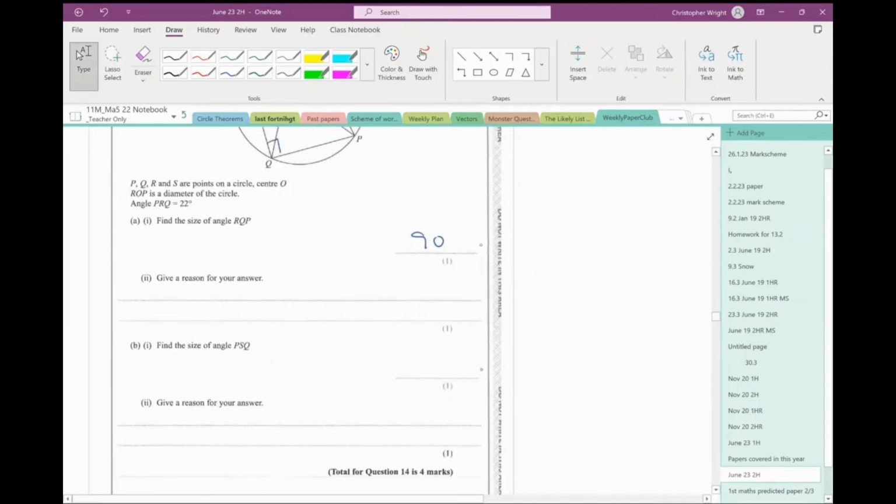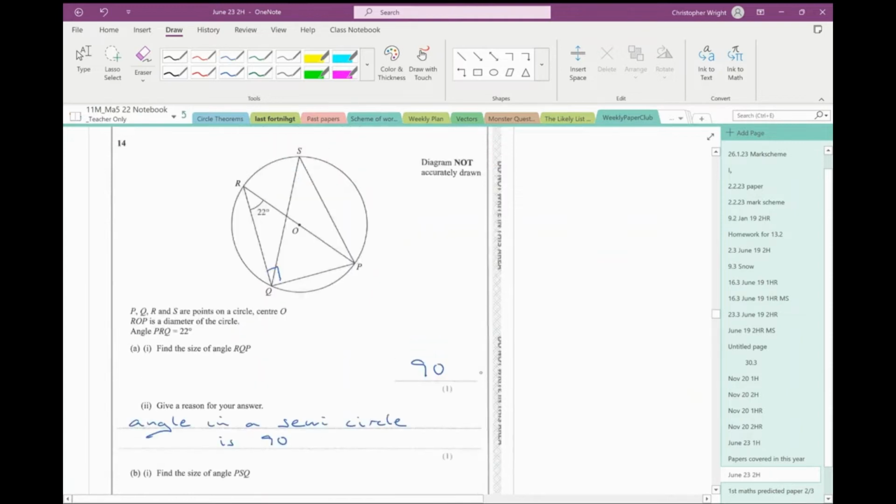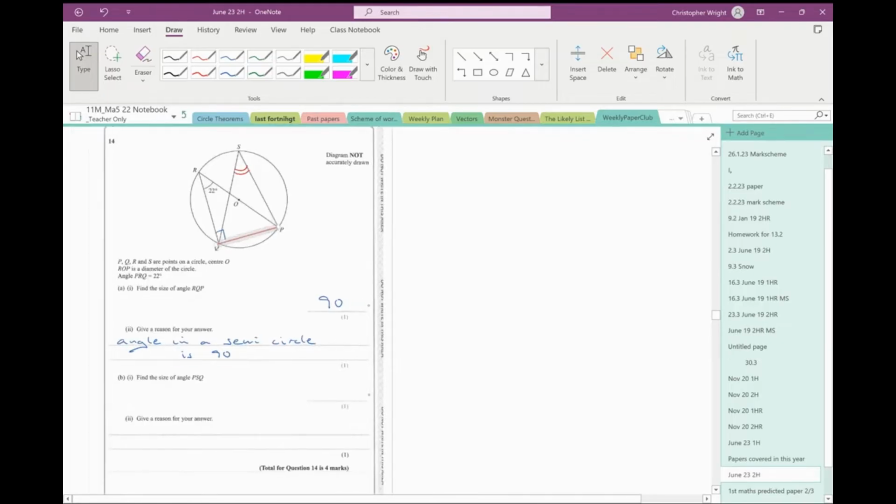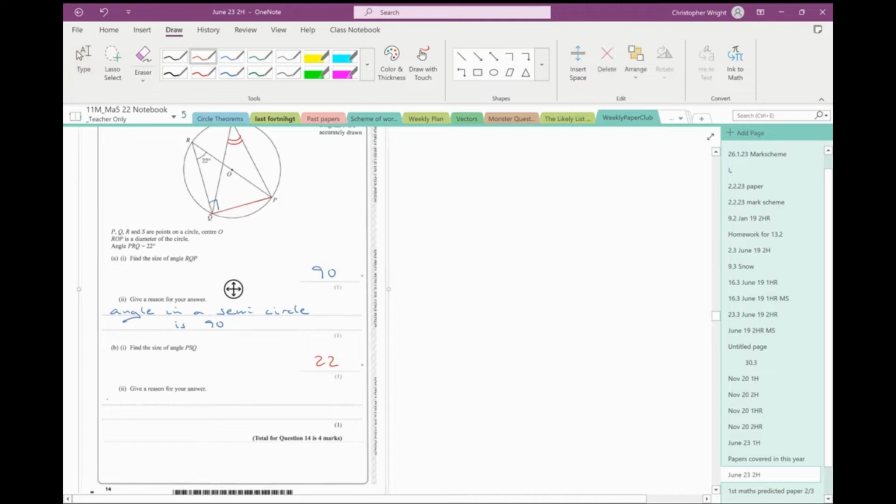And the reason is that angle in a semicircle is 90. Okay. Find the size of angle PSQ. PSQ, that's this one. Okay. Well, here is a chord splitting the circle into 2 segments, and I see that there's 22, and the angle I want are in this angles in the same segment, aren't they? So they're equal. So the angle I'm after is 22. That is because angles in the same segment are equal.